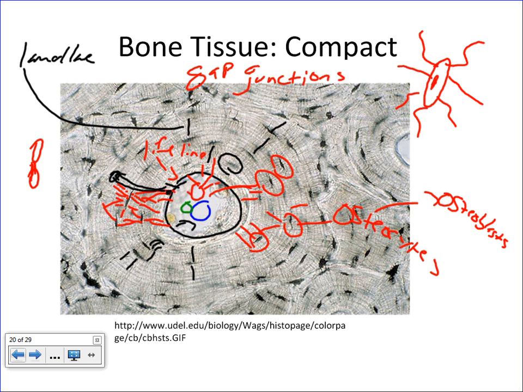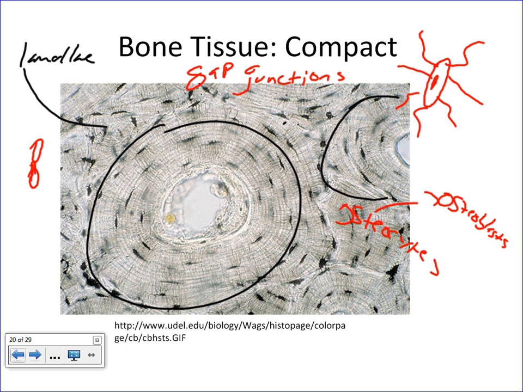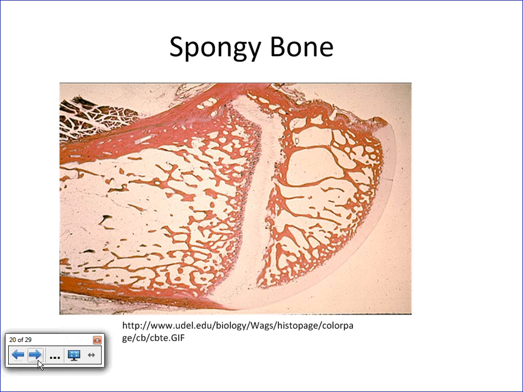Bear in mind that this compact bone is not just one osteon, it's many of them piled on top of one another. So this would be one osteon, then you've got another osteon, and many of these are formed. Think of it like taking a bunch of pencils and putting them together in your hand. If you take one or two pencils and try to break them, that's not going to be very strong.